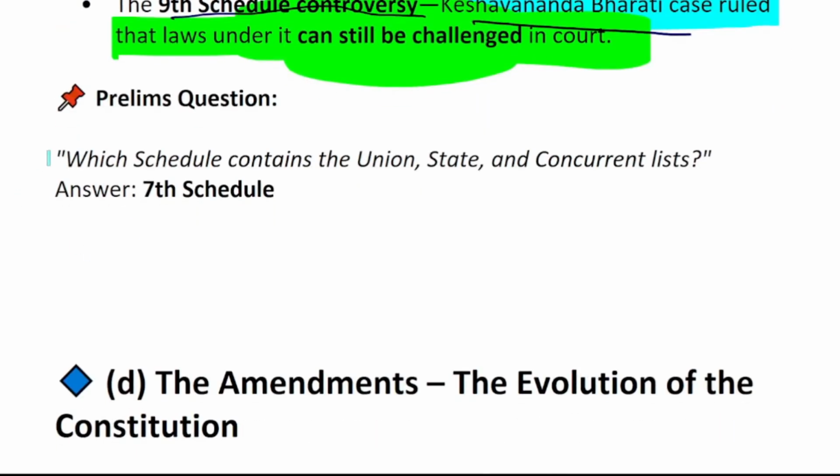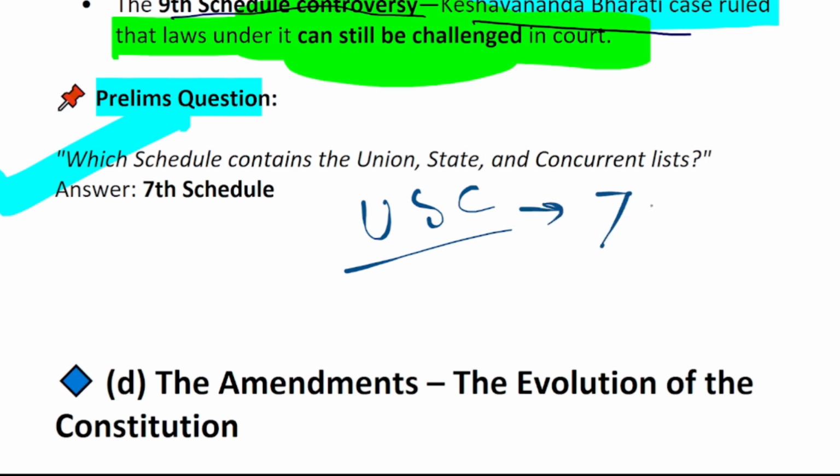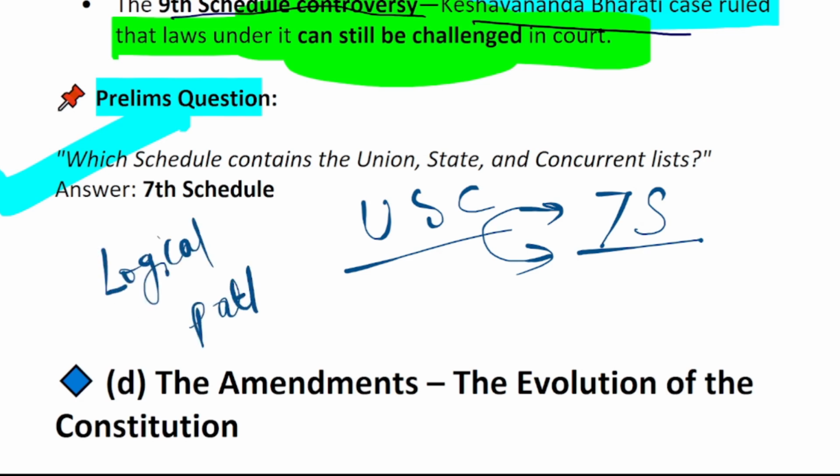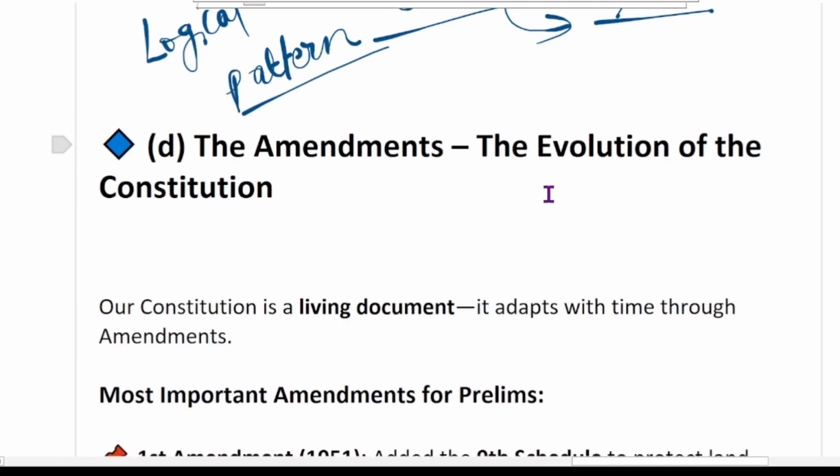So here is a question again for you. UPSC may ask sometimes in a simplistic manner, or as a part of any other option or matching criteria, which schedule contains the union, state, and concurrent list? It's the 7th schedule. So simplistically, if you follow a logical pattern, then there is no difficulty in understanding the Constitution. But if you keep memorizing articles, you will be lost in the field of articles.